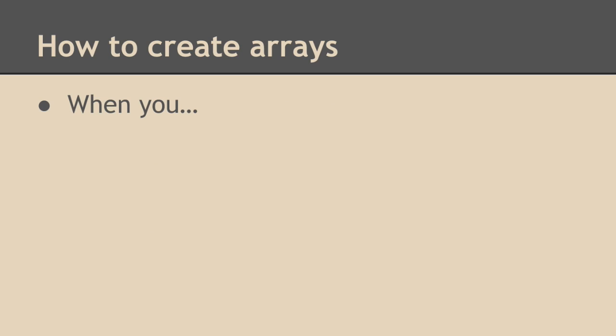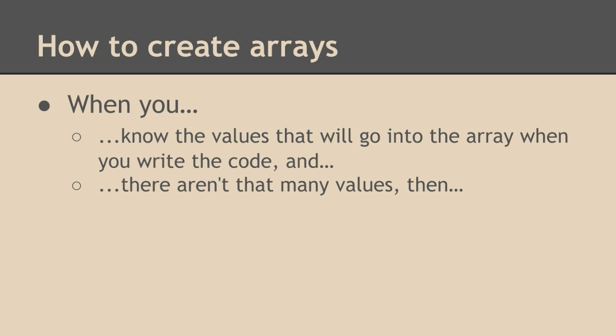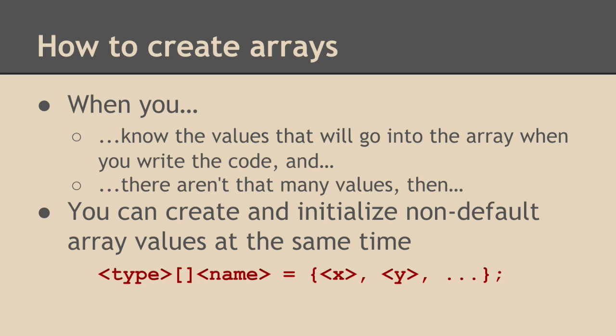Okay, now in certain situations, when you know the values that will go into the array at the time you write the code, and you know that there aren't that many values, then we can create, instantiate, and initialize non-default array values all at the same time using this syntax. In this case, we don't have to specify the size because that's apparent by the number of things that we list in the curly brackets. So again, let's take a look at some examples where we declare, create, and initialize to non-default values all in the same line.